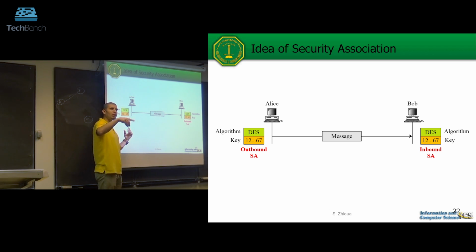Because I remember in SSL, if you need to send data in one direction, you need a key for that. If you need to receive data, you will use another key. This is inbound and outbound. Same thing here. If Alice needs to communicate with Bob, it needs to have two security associations, one for inbound, one for outbound, one for sending, one for receiving. Basically you need the algorithm, the key, and all the information related to exchanging data securely.